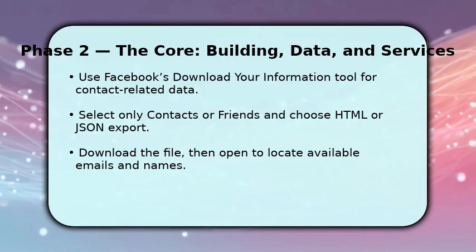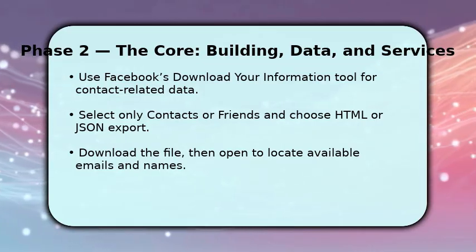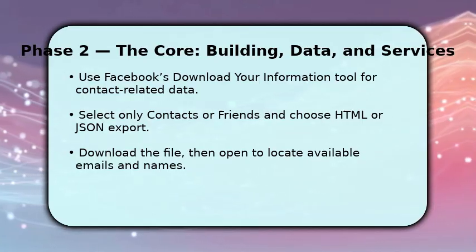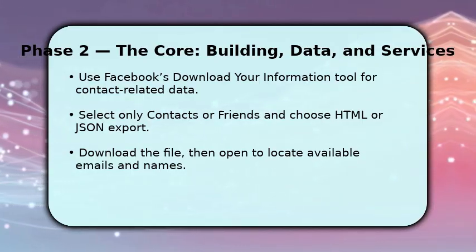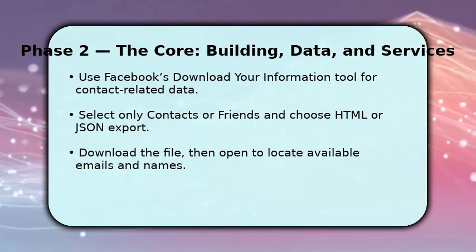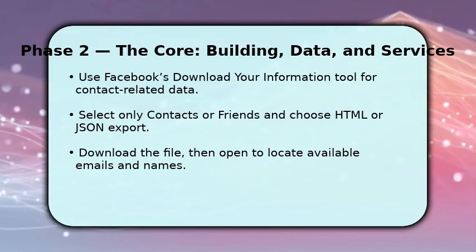Select only the friends or contact information to reduce clutter. Choose an HTML or JSON format. HTML is easier to read. Then request the download and wait for Facebook to prepare the file. When the archive is ready, download and extract it.